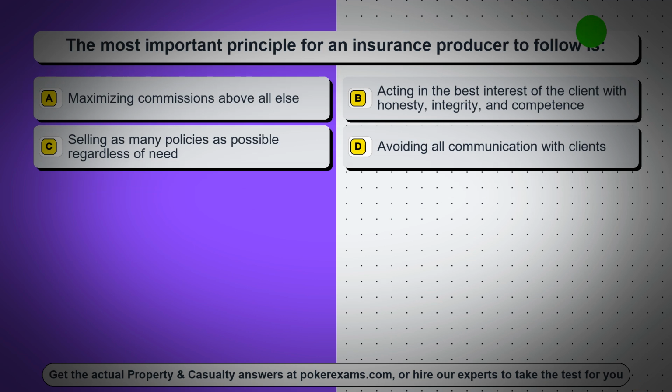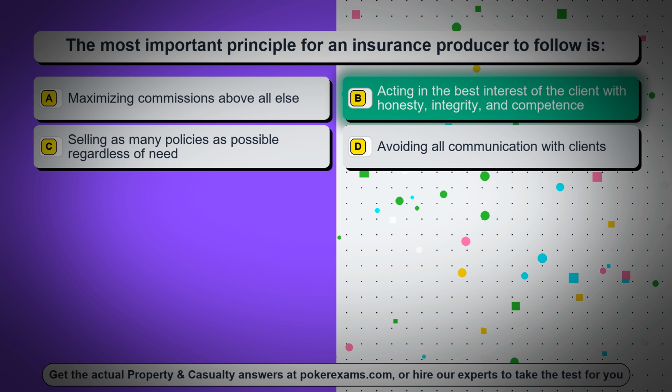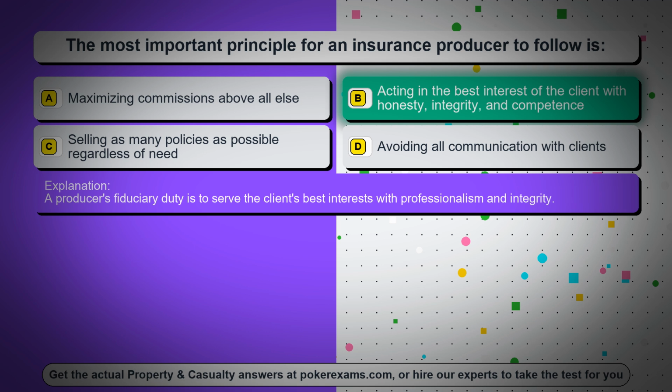The most important principle for an insurance producer to follow is: Option A, maximizing commissions above all else. Option B, acting in the best interest of the client with honesty, integrity, and competence. Option C, selling as many policies as possible regardless of need. Option D, avoiding all communication with clients. The correct answer is option B, acting in the best interest of the client with honesty, integrity, and competence. A producer's fiduciary duty is to serve the client's best interests with professionalism and integrity.